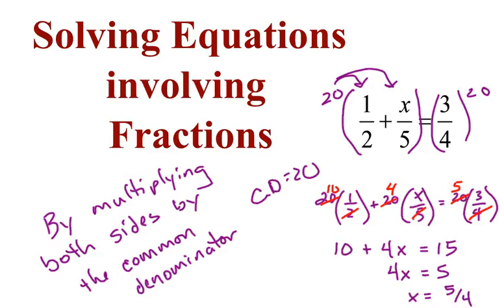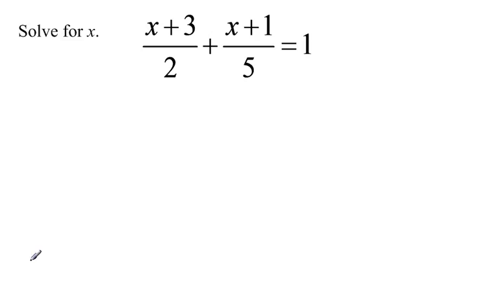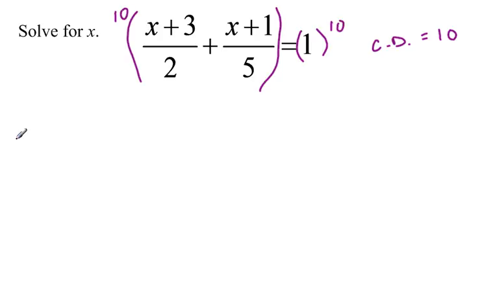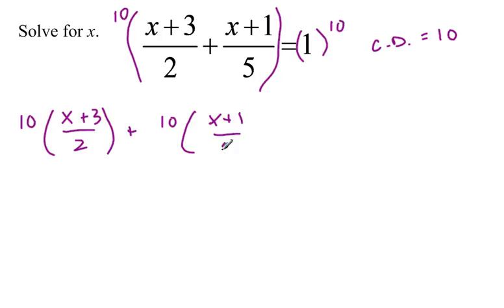Now this is easier than most of the problems you're going to have in this chapter, so let's try some harder ones. Same strategy. So here's our next problem. Again, we have a denominator of a 2 and a 5. We have no denominator over here, so we just need to see what 2 and 5 both go into. So our common denominator is going to be 10. We're going to multiply both sides of our equation by 10. We know we're less likely to make mistakes if we take the time to write all of this out. So 10 times x plus 3 over 2 plus 10 times x plus 1 over 5 equals 10 times 1.